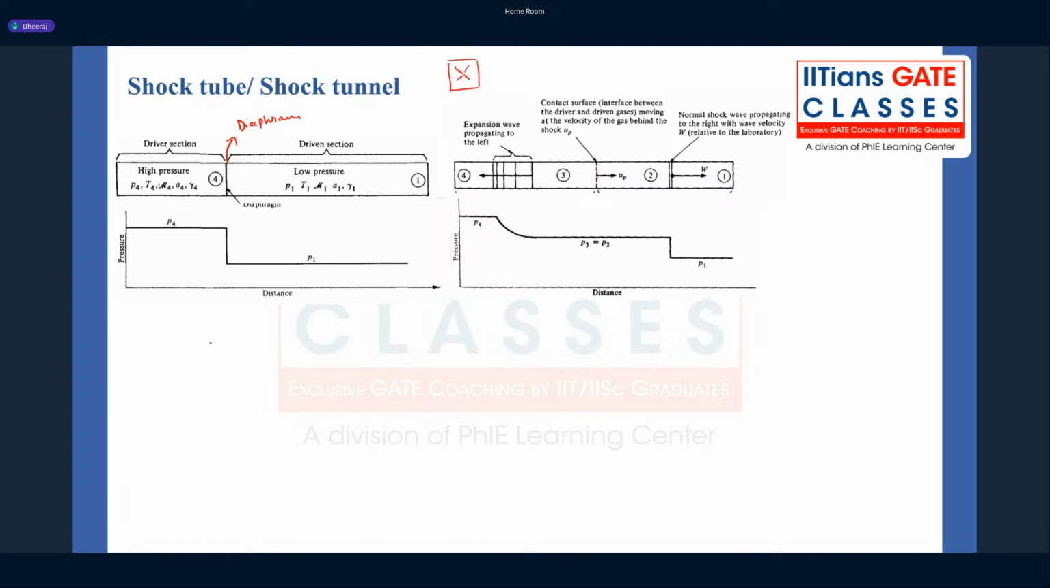So generally, this is my shock tube, and it is moving into this region, right? And here it is stationary, and a UP is induced, right? When I am looking at it from this perspective, from the laboratory frame of reference.